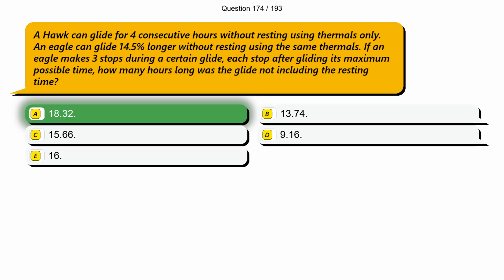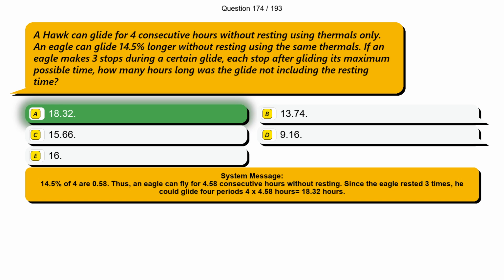The correct answer is Option A, 18.32. 14.5% of 4 is 0.58. Thus, an eagle can fly for 4.58 consecutive hours without resting. Since the eagle rested 3 times, he could glide 4 periods, 4 x 4.58 hours equals 18.32 hours.